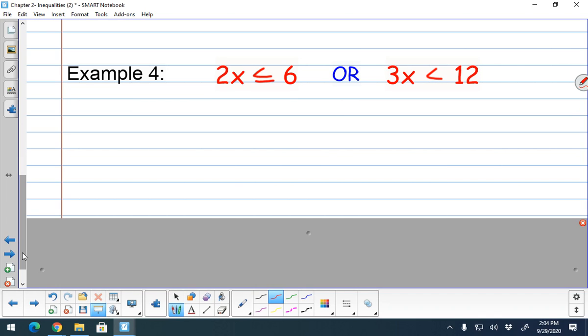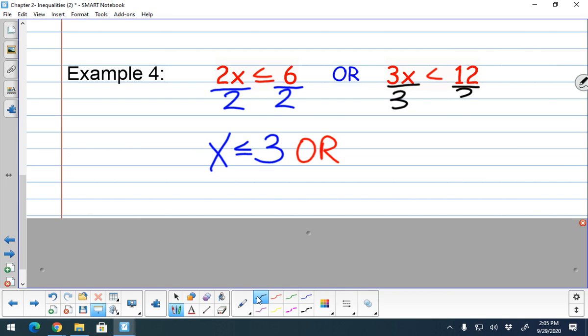All right, what am I going to do on the left equation? Kayla, what are you going to do? I'm going to divide both sides by 2. So x is going to be less than or equal to 3. Or, what am I going to do on that right equation? So, Yeja, what am I going to do on that right equation? Divide by 3. So x is going to be less than 4.